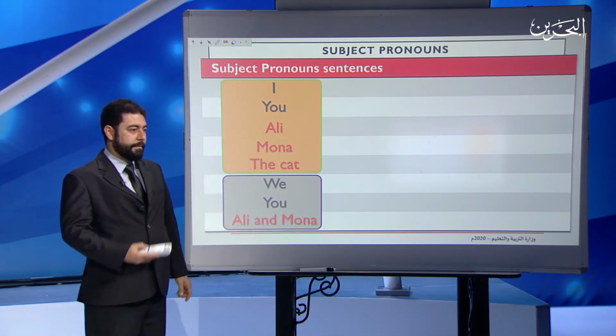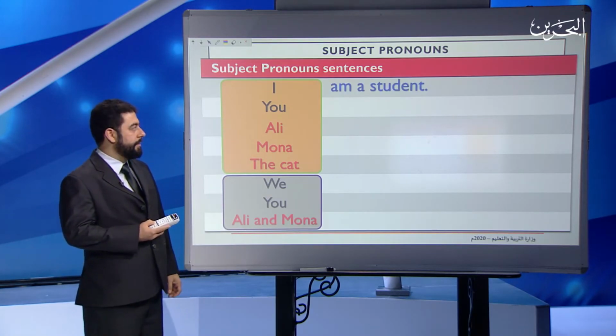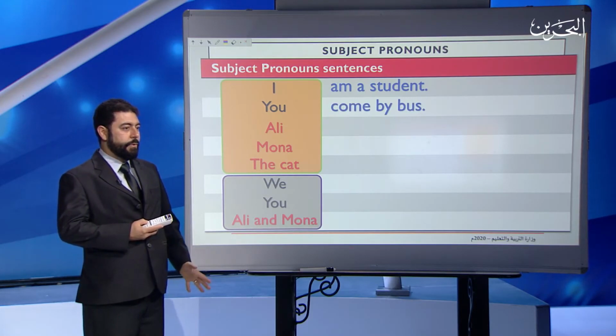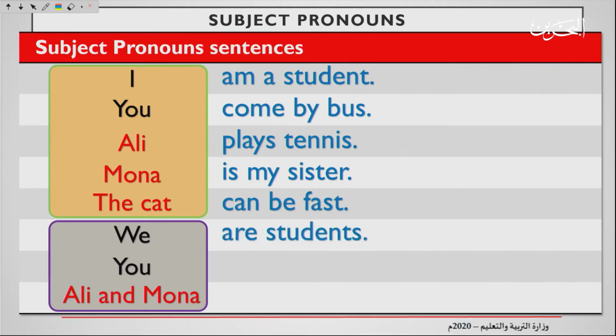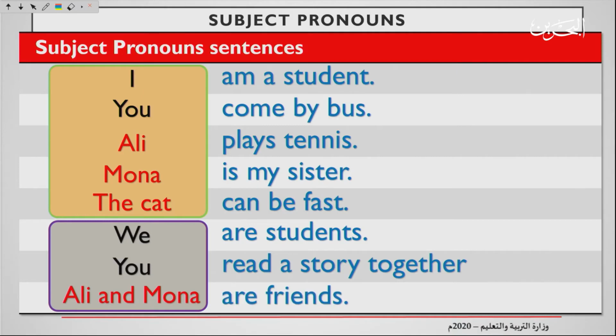So let's add the sentences. It is a correct sentence. I am a student. You come by bus. Ali plays tennis, which is correct. I can say he plays tennis or Ali plays tennis. Mona is my sister. Also the same. I can change she and Mona. That cat can be fast. Or I say, it can be fast. We are students. You read a story together. Ali and Muna are friends. The same thing. You have to pay attention to what comes after the pronouns.